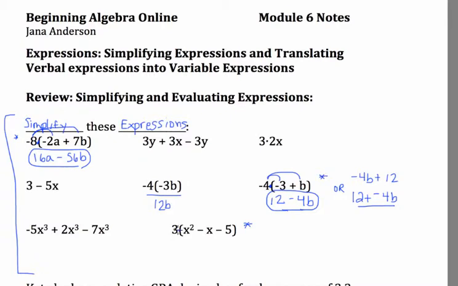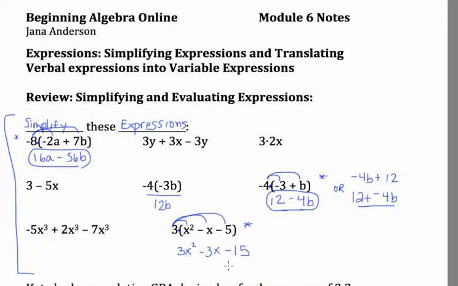3 times x squared minus x minus 5. Again, distributive property. Take the 3 and multiply it by everything. Those are all the distributive property problems.